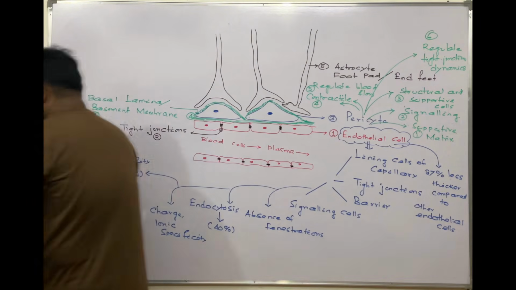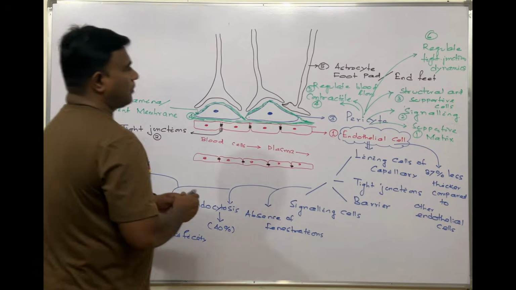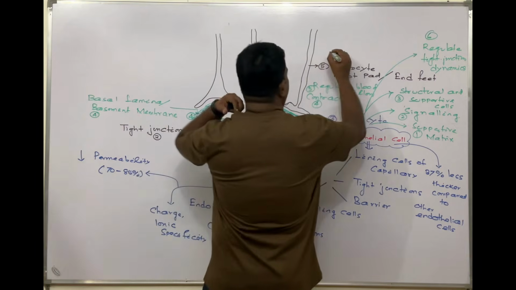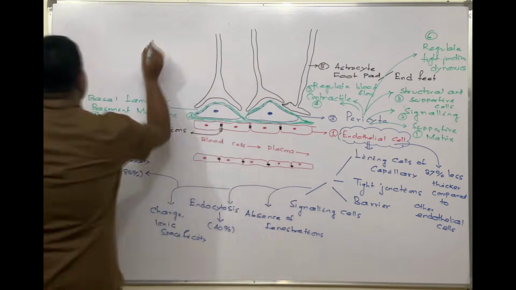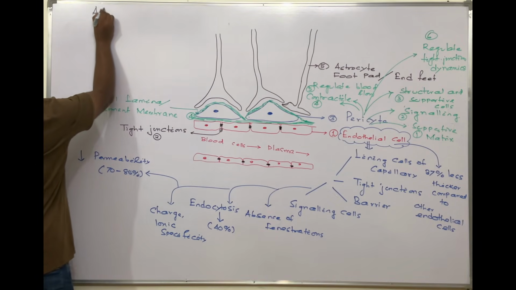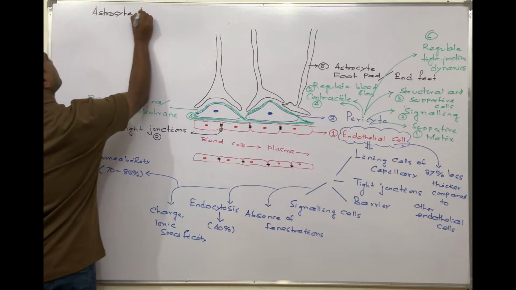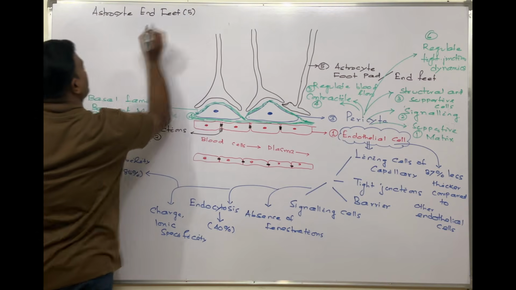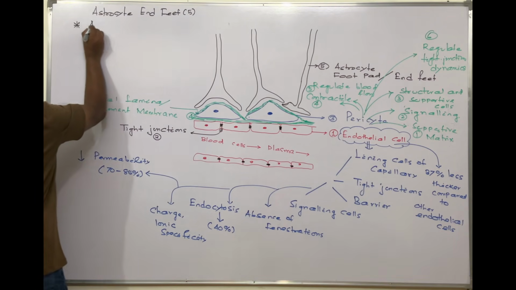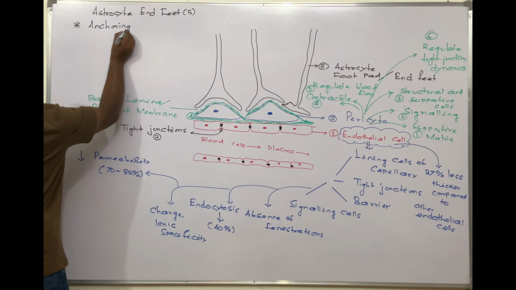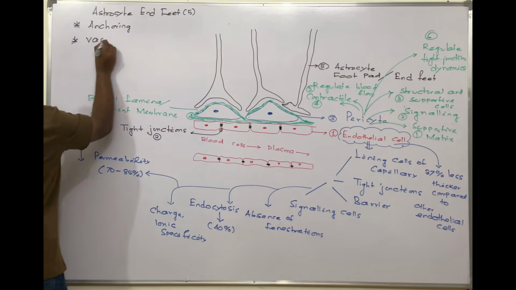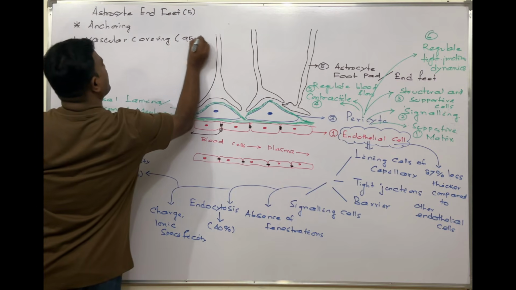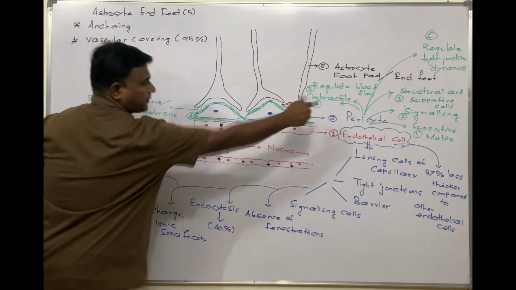Now coming to the third part, see my black pen for the astrocytes. And here I'm just writing the functions. Here you can see this astrocyte endfeet. What is their function? In the diagram, this is number 5. So number 1, anchoring. Number 2, vascular covering. Almost more than 95% of the capillary is covered like this.